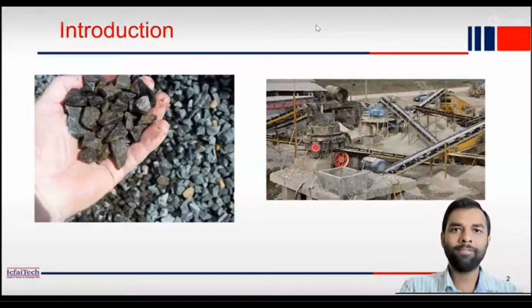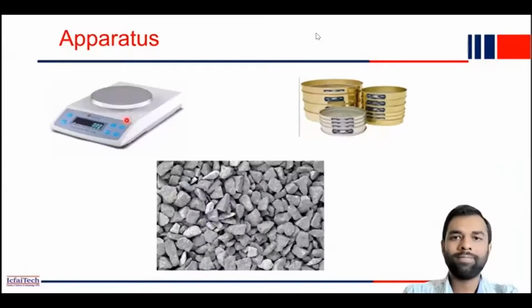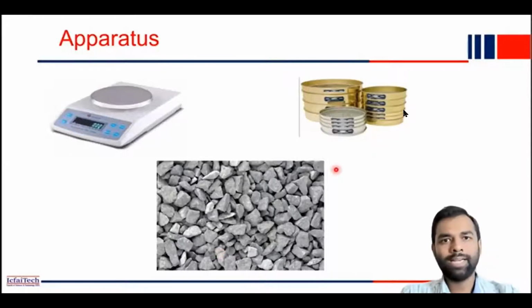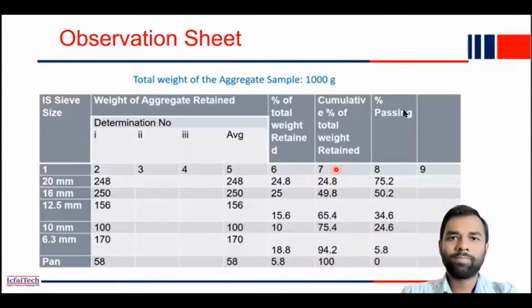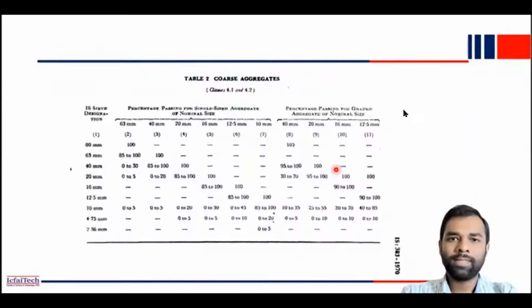So the apparatus required for this experiment will be a simple balance, the sieve sets, and then the aggregates. The sieve sets will start with 20 mm at the top, then we'll use 12.5 mm, then 10 mm, then 6.3 and 4.0. Like that, we'll stack all the sieves and then we'll perform our experiment. This is the table.